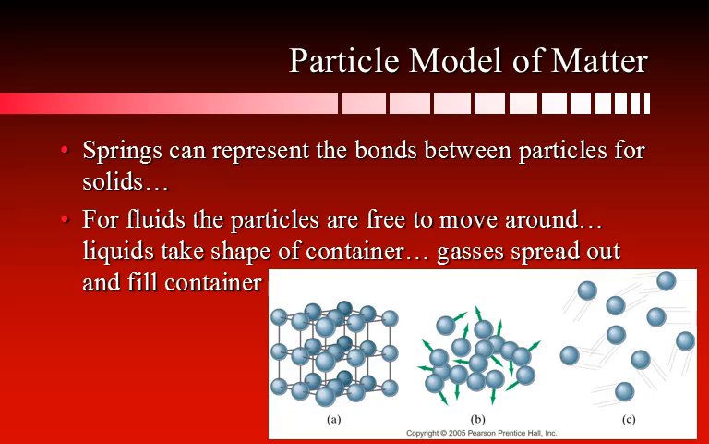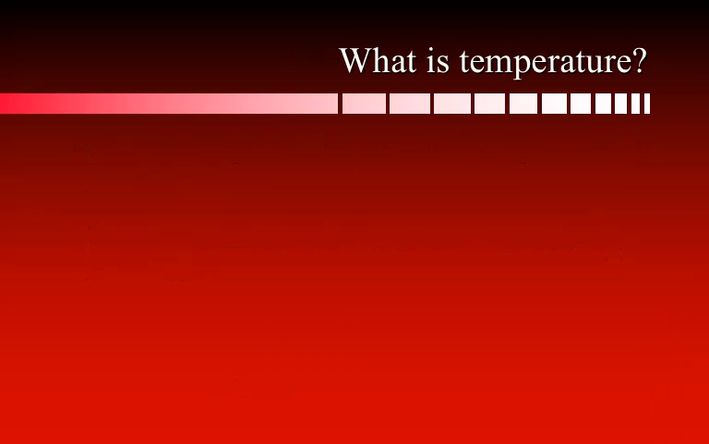For fluids, the particles are free to move around, right? And liquids can take the shape of the container, but gases themselves will actually spread out and fill the container. And that's what we see in letter C over here. So, a little bit less structure in the fluid state, and the least structure with the gaseous state.